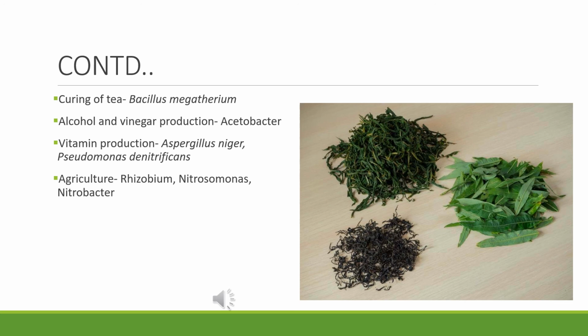In agriculture as well, there are bacteria that can fix atmospheric nitrogen and convert it into soluble nitrogen salts that can be used by the plants for growth purposes. These are bacteria like Rhizobium, Nitrosomonas, and Nitrobacter that can serve this purpose.